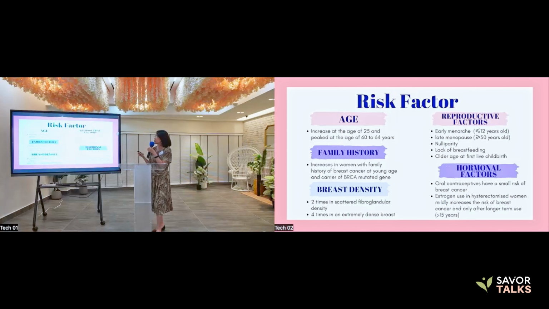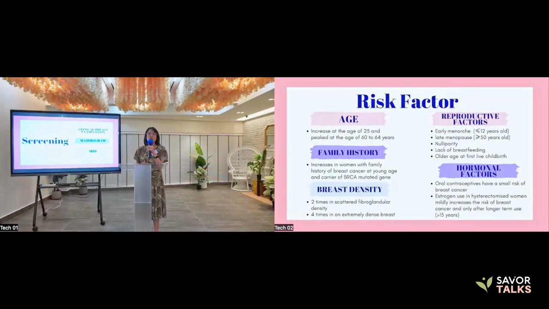Which is called mutation. And the hormone factors, when people take the pill, there is a risk of cancer. Also taking hormones for very long term use, 10 to 15 years. So currently you should not take hormone replacement therapy for more than 10 years maximum. So now we want to talk about screening.